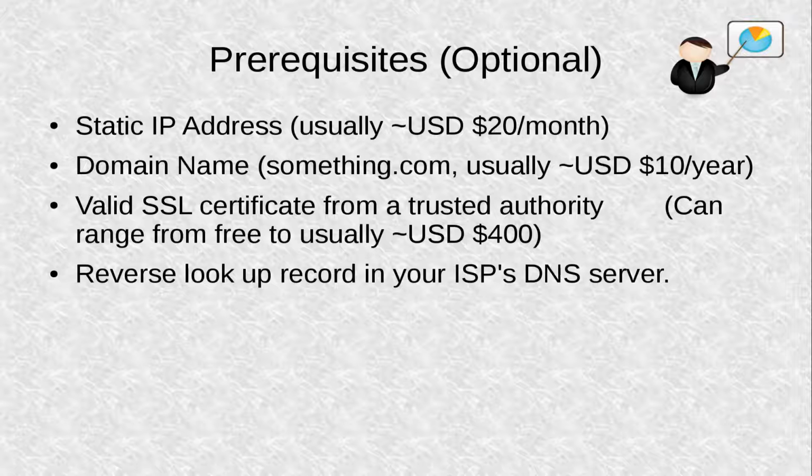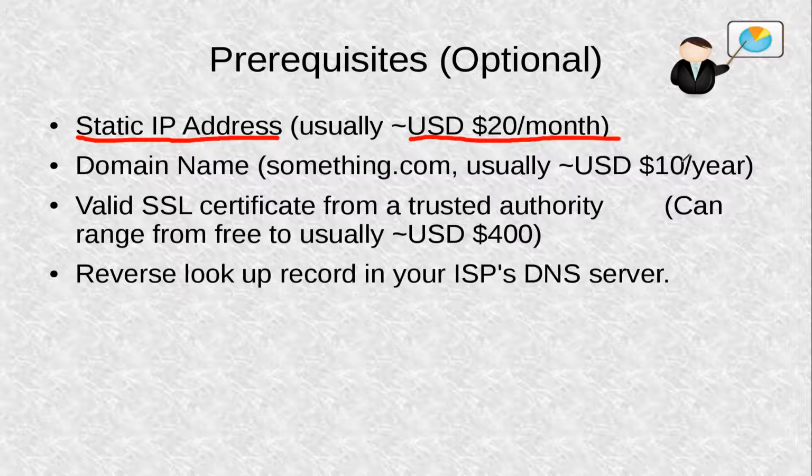So let's go through these one by one. The first thing you're going to require is a static IP address from your ISP. These usually run in addition to your normal monthly cable bill or monthly internet bill, $20 a month, US dollars per month.